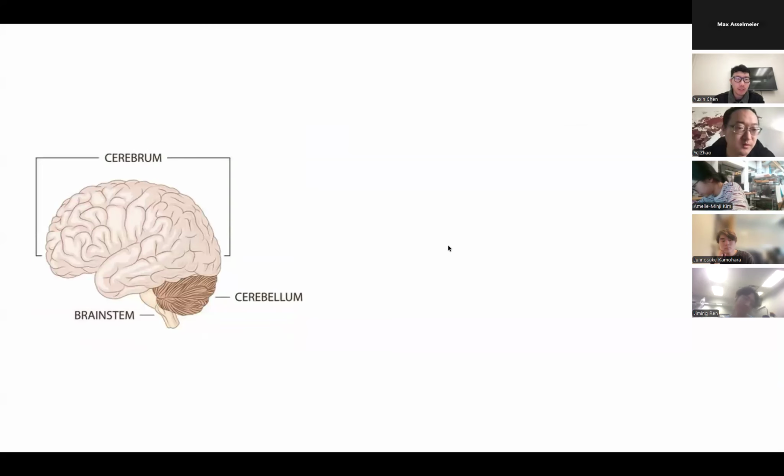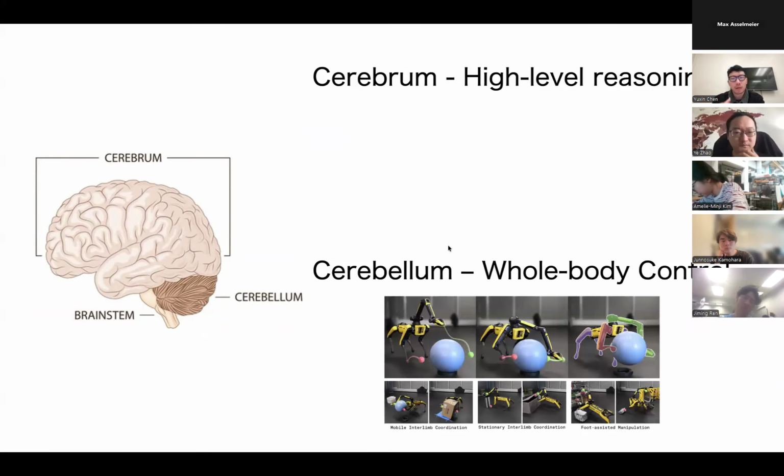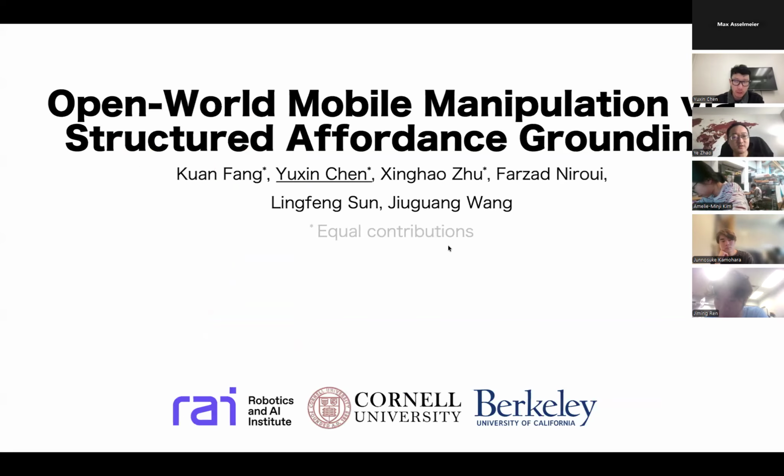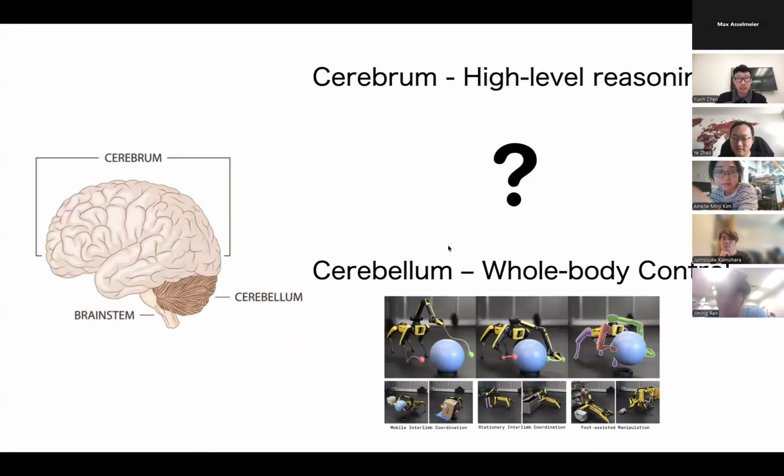Okay, so this project focused more on the low-level controllers of the robot, which we call whole body control. So how about high-level reasoning? How about if we put the robot into open vocabulary settings, how is the robot going to plan a task as a high-level planner? So sorry, Yuxin, can we stop for a second?